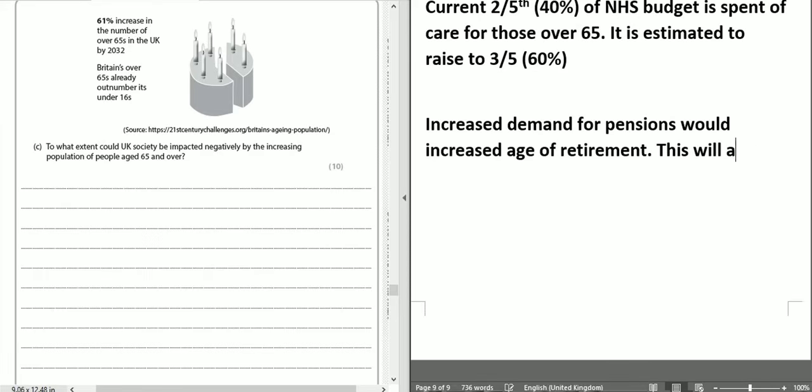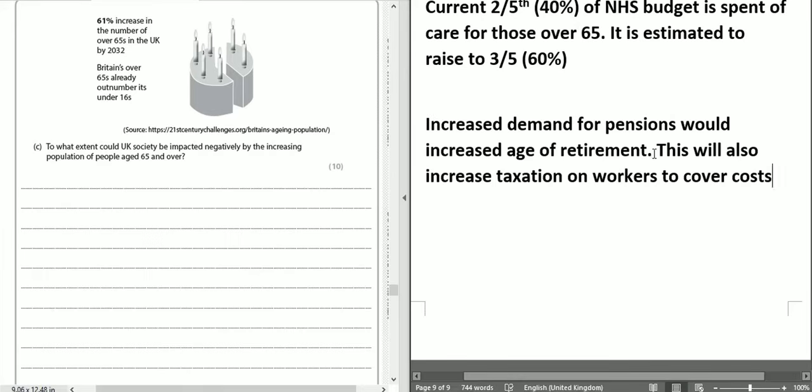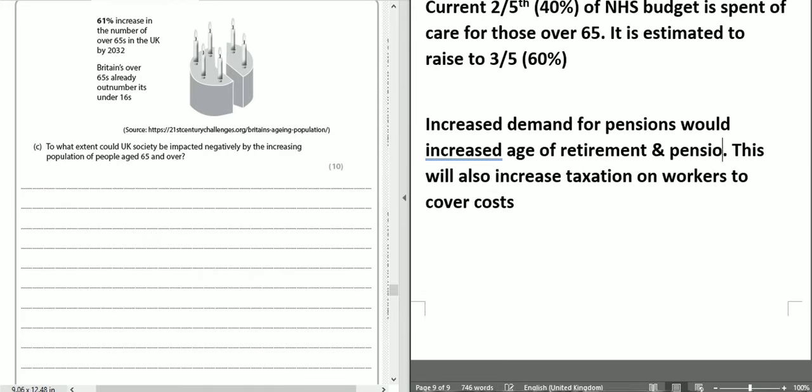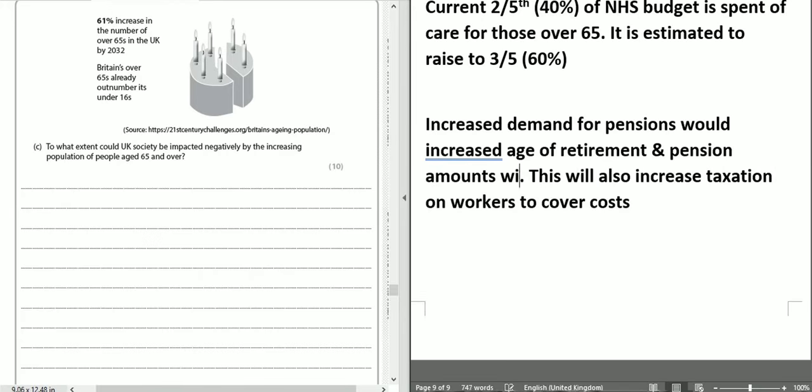This will also increase taxation on workers to cover costs. So working populations will have to pay more in taxes. So taxation will increase, pension ages will increase, or increased retirement age, and pension amounts will decrease.